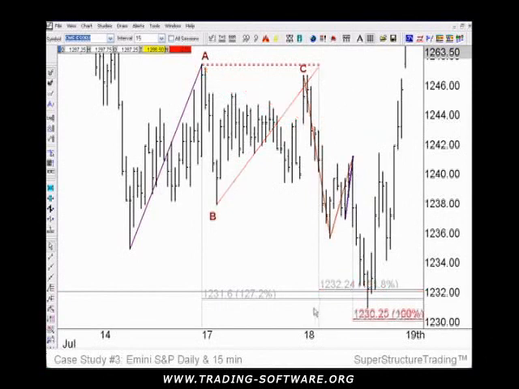Then we have this calculation right here in red. This is the 100% of the supporting structure. In this case, a supporting measure move off of point C. Now, why do we use the 100%? Because of the shallow retracement right here. We need to use at least the 100%.